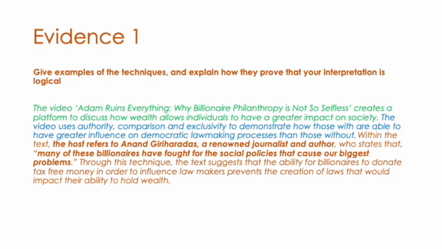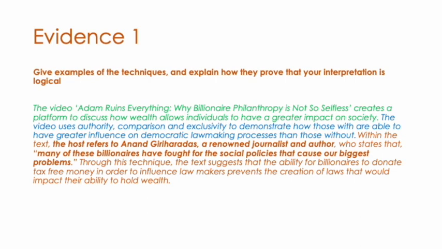So the first section of evidence is designed to show that this video has used authority in order to convey its intended message. So you'll notice some of the language that I've highlighted. The host refers to Anand Giridhar, a renowned journalist and author. So this is me showing where the authority was used. I've gone further and I've also brought in the quote by that person. He states that many of these billionaires have fought for the social policies that cause our biggest problems.